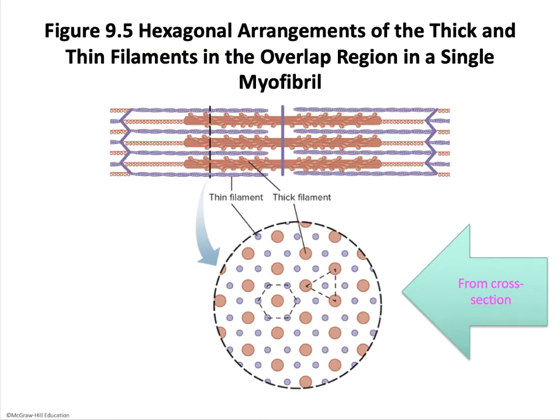The angle of view of muscle fibers is very important. If one looks at it from the side, we can see the sarcomeres and the striations. If one looks at it in cross-section, we can see that there are specific arrangements of the thin and thick filaments. The thick filaments are in brown and the thin filaments are in purple.